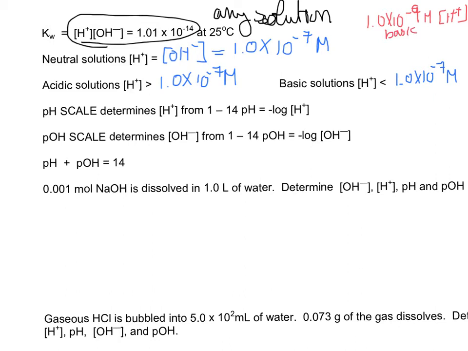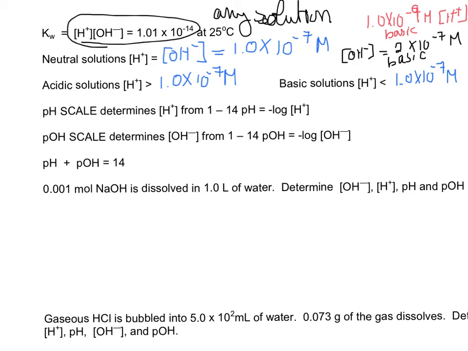What if I tell you I have a solution that its OH minus concentration is equal to 2 times 10 to the negative 7th molar. Now this is OH minus concentration. And so this number is larger than the 1.0 times 10 to the negative 7th, but it's the OH minus concentration, so this means there's more OH minuses than H pluses. So this would also be a basic solution.